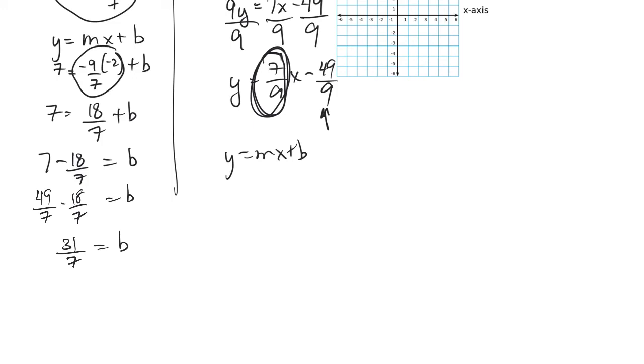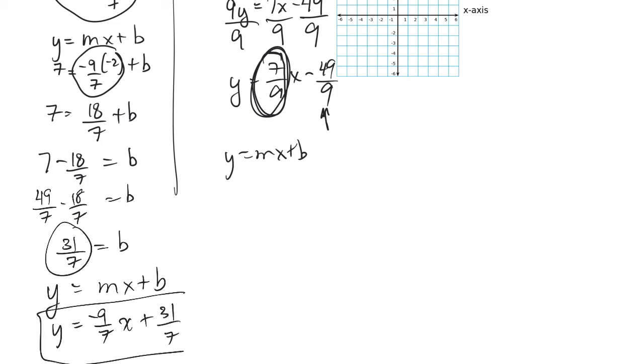Now to write my equation, again, it's y equals mx plus b. The slope I know is negative 9 sevenths, and the y-intercept is a positive 31 over 7. So there's the equation of my line. It has my slope in it and it has my y-intercept.